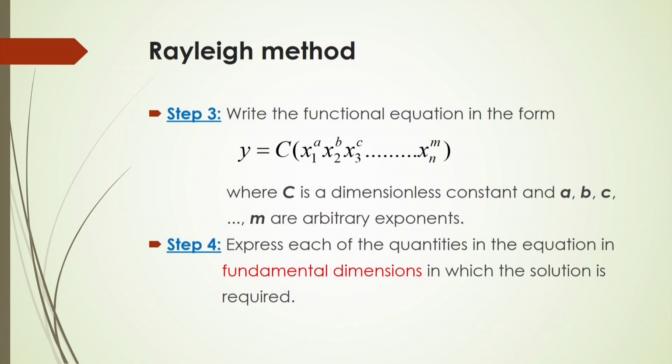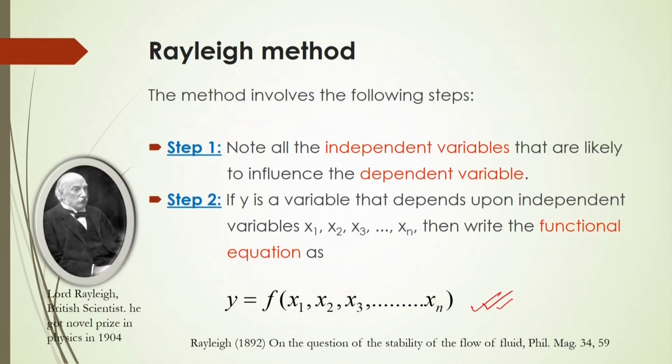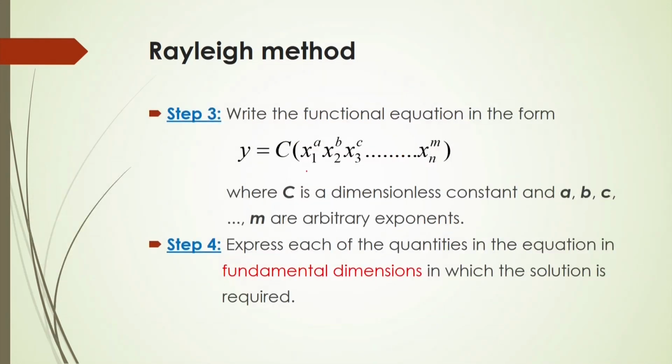And then the next step, step 3, is to write the functional equation in the form like this: y will be equal to c into x1 to the power a, x2 to the power b, x3 to the power c, and so on up to xn to the power m. Here you do not know the exact relationship between the dependent variable and these independent variables. So, for that you have to make the exact equation. What is that? y will be equal to c into x1 to the power a, x2 to the power b, x3 to the power c, xn to the power m. So, this is the exact functionality here.